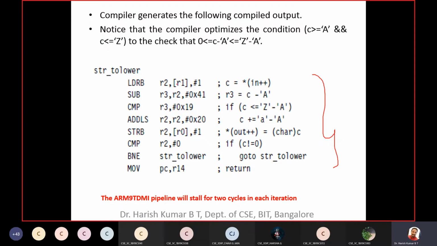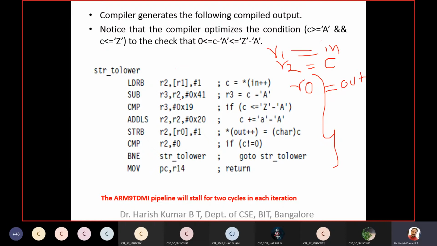So what we are doing here, R1 is something like an in pointer, that we understood in the previous class, and R2 is the character C. And the other one, R0, is your out pointer. Now you can just observe, I'm loading the content pointed to by R1 into the register R2, and then I'm post incrementing it by 1 byte.